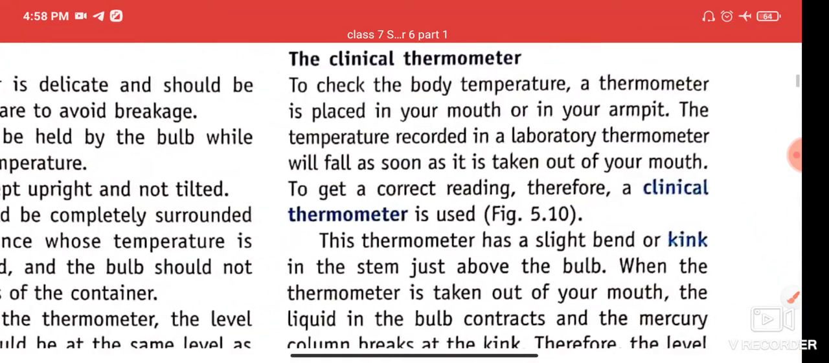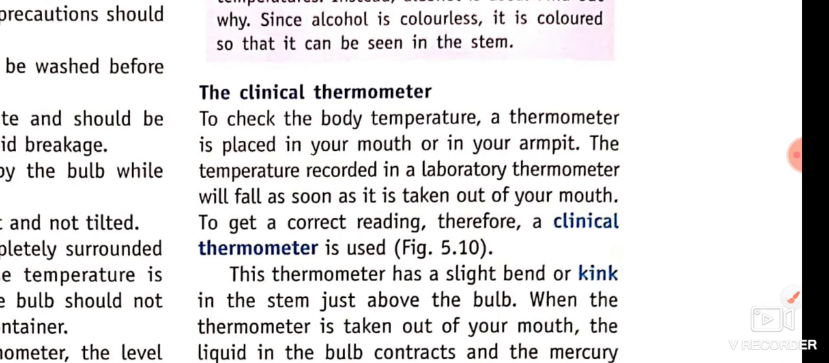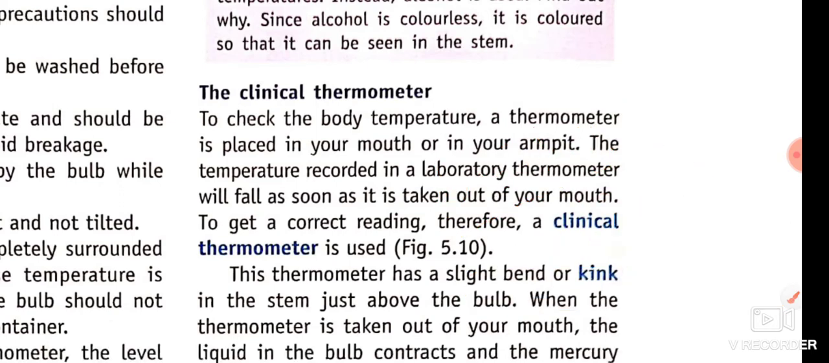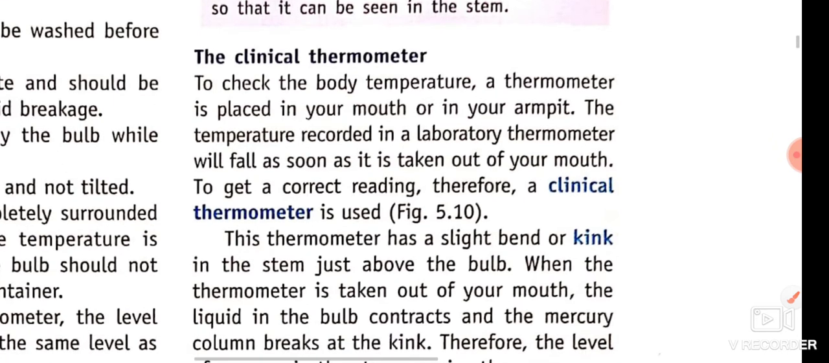Next is the clinical thermometer. The second type is the clinical thermometer. Clinical thermometers are of two types, manual and digital. So let us discuss both one by one. To check the body temperature, a thermometer is placed in your mouth or in your armpit. The temperature recorded in a laboratory thermometer will fall soon as it is taken out of your mouth.